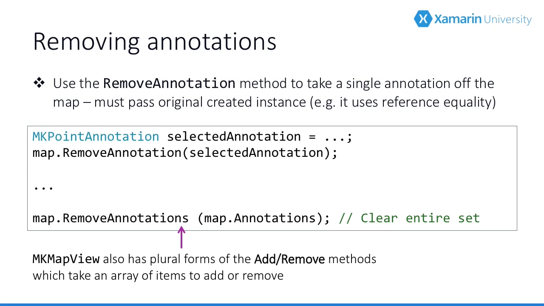We can remove annotations pretty much as easily as we added them, you might even say more easily. We just pass the reference to RemoveAnnotation, or RemoveAnnotations if we have multiple. Note that we do need the exact reference. Also note that I have both a RemoveAnnotation and a RemoveAnnotations plural version. Add also has that pairing, so we have an AddAnnotation, and if we have multiple annotations to add at one time, we can use AddAnnotations plural.